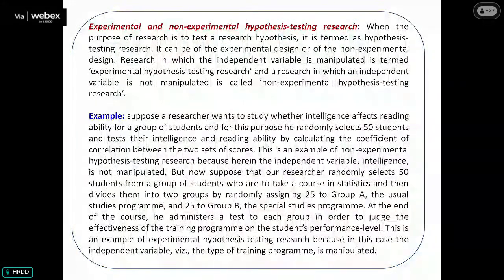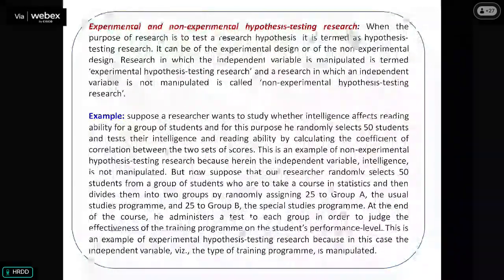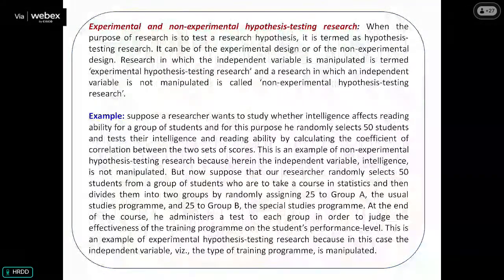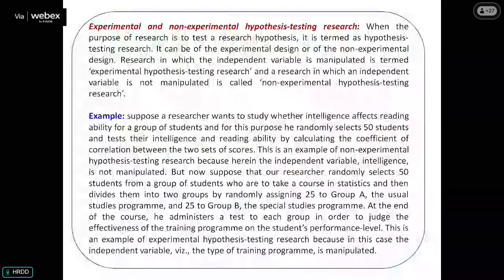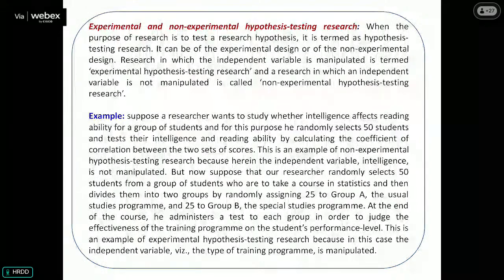But now suppose that our researcher randomly selects 50 students from a group of students who are to take a course in statistics, and then divides them into two groups by randomly assigning 25 to group A, the usual studies program, and 25 to group B, the special studies program. At the end of the course, he administers a test to each group in order to judge the effectiveness of the training program on the students' performance level.